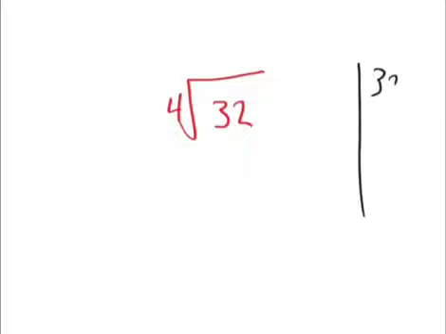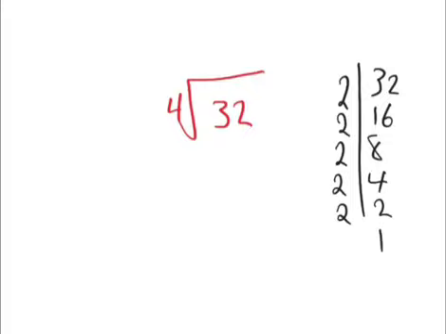So we get 32. Divide by 2 is 16. Divide by 2 is 8. Divide by 2 is 4. Divide by 2 is 2. Divide by 2 is 1.